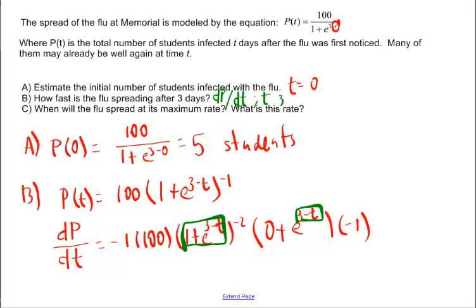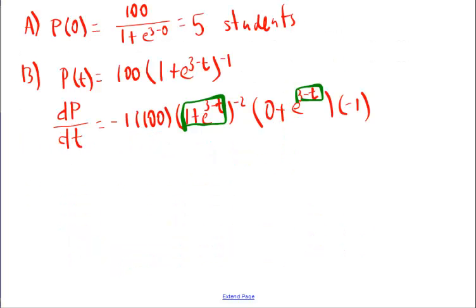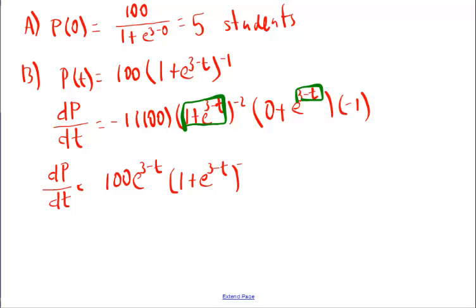So what's my derivative going to be? My rate of change of the flu with the population over time is 100 times e to the 3 minus t times 1 plus e to the 3 minus t to the negative 2. And if you want to, you can put the negative 2 guy on the bottom. But if we're going to punch it into our calculator, then it doesn't matter a whole heck of a lot where he's sitting.